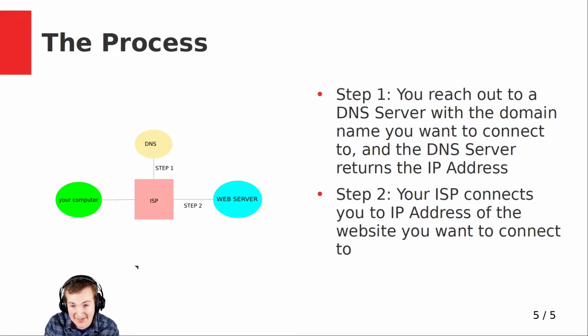And then it will send it back to your computer. So now your computer has that IP address. Then you're going to reach out to your internet service provider again, a second time, with the IP address of the server that you want to connect to, of the website you want to connect to. And then the ISP will make that final connection between your computer and the website that you want to visit.